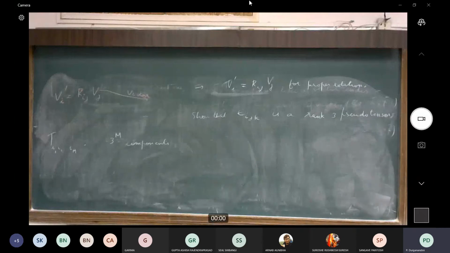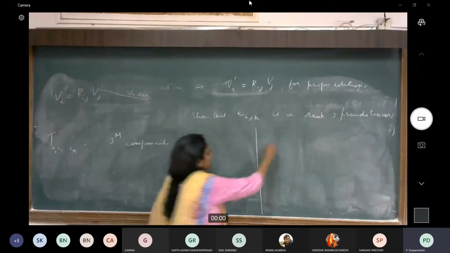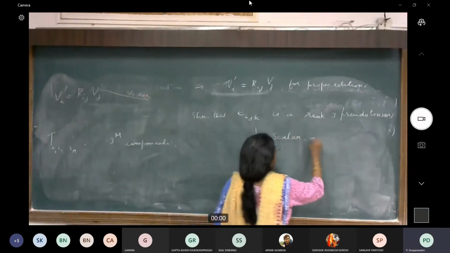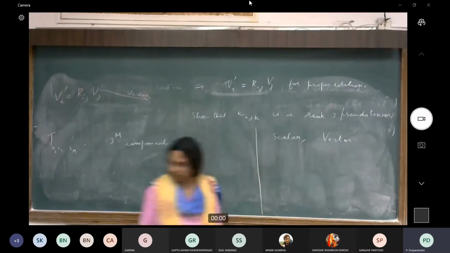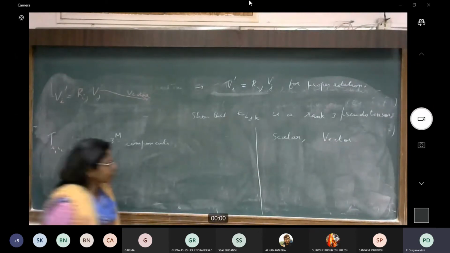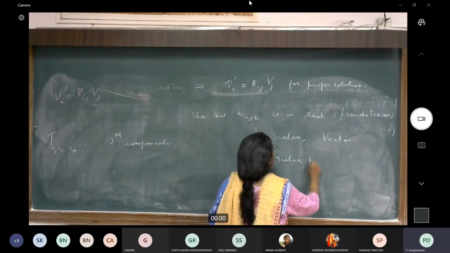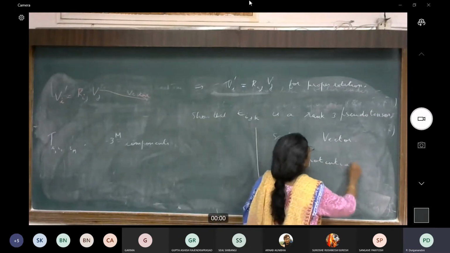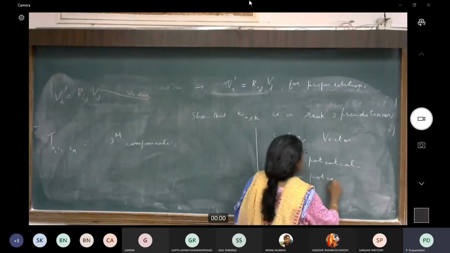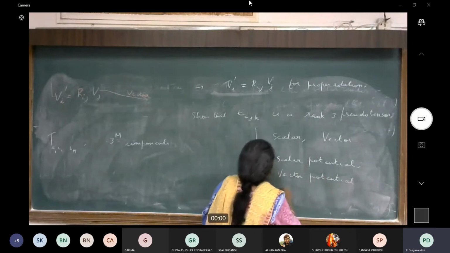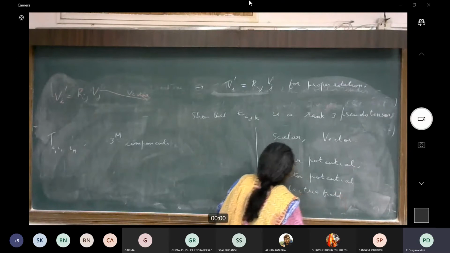Now, just like in your ordinary, at least earlier, we used to talk of scalars. Like mass is a scalar, time is a scalar. Then I had vectors, position vector, momentum vectors, and so on. But later on, people studied more interesting objects, like a scalar potential. This is in electrodynamics. Then you talked of a vector potential. I'm taking examples from electrodynamics. Then something called an electric field, magnetic field.